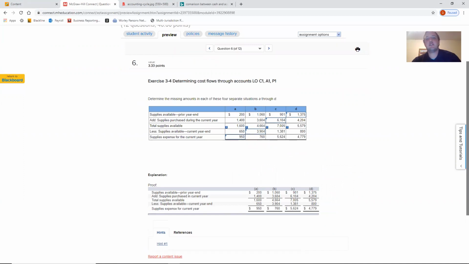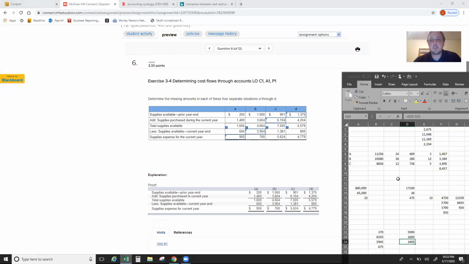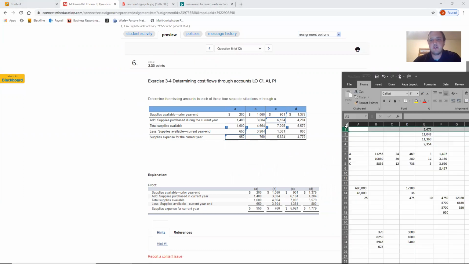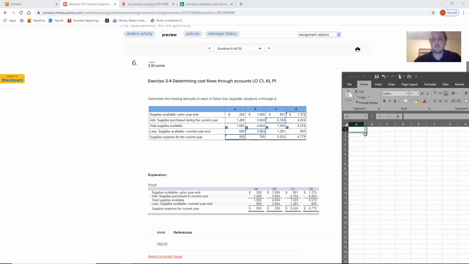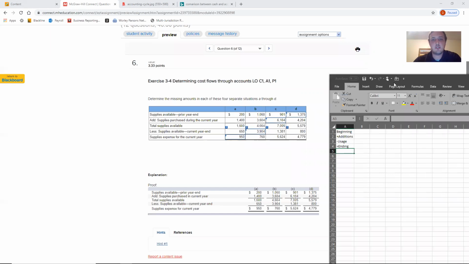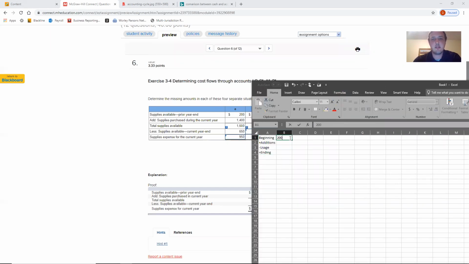All right, so here they just want you to make sure that you understand the algebra completely. So again, we'll walk through this. You take the beginning value plus additions minus usage gets you ending. Okay. So in the first one, we have the beginning, we have the additions.